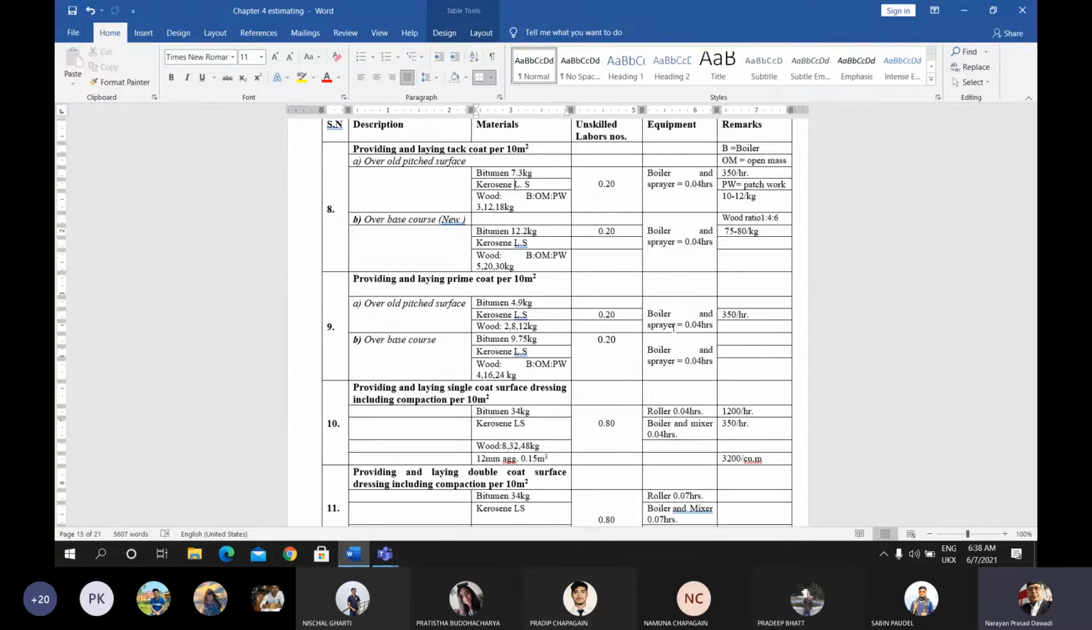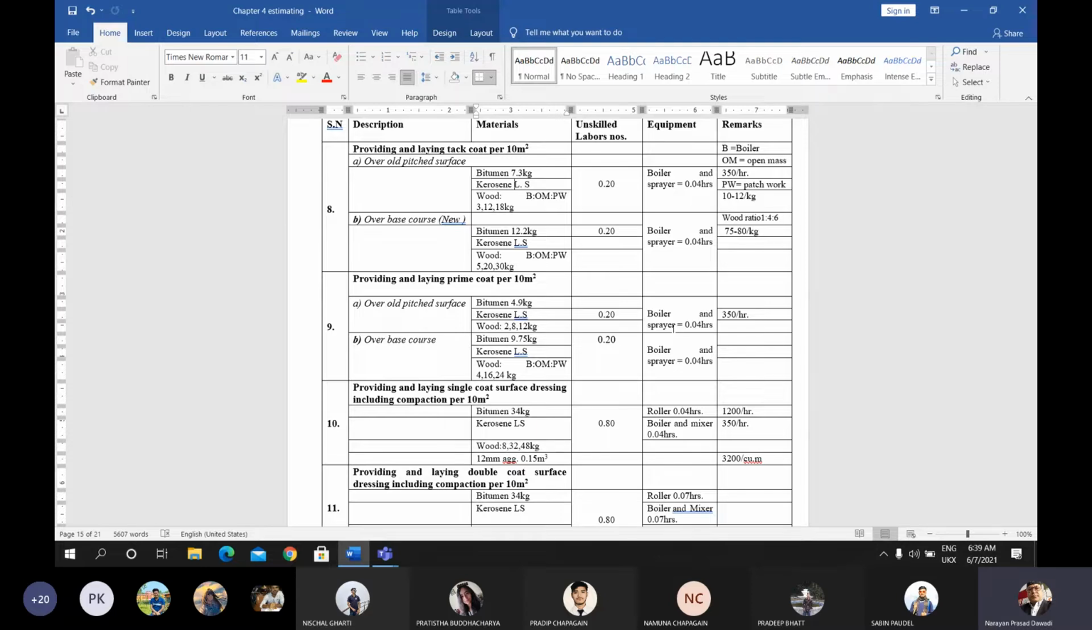The number of labourers required for both the cases is 0.20 number, unskilled. And the quantity of the boiler and sprayer for boiling and spraying the bituminous coat over the old pitch surface or the base course, new course, may be 0.04 hour. And the per hour rate of the boiler and sprayer is 350 rupees per hour. This is provided on a single heading.